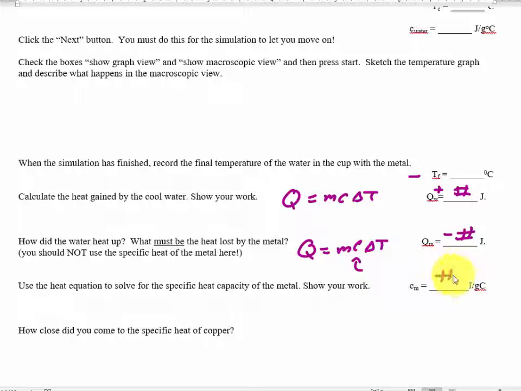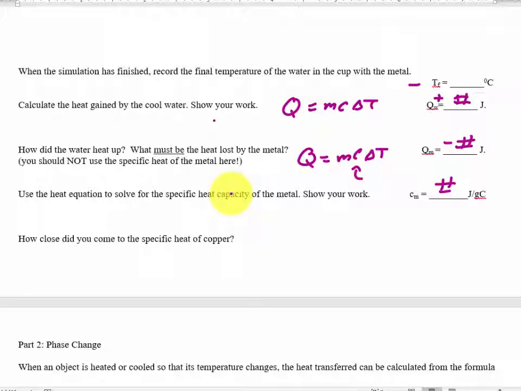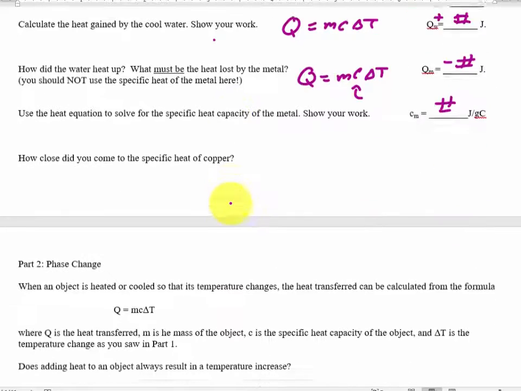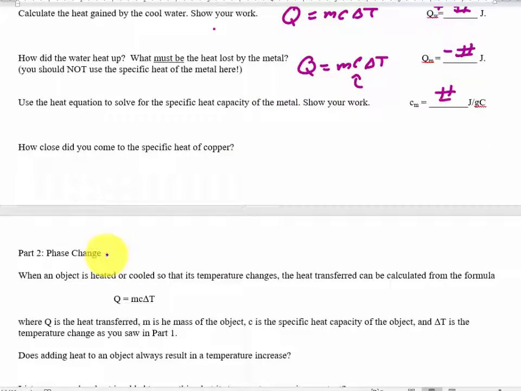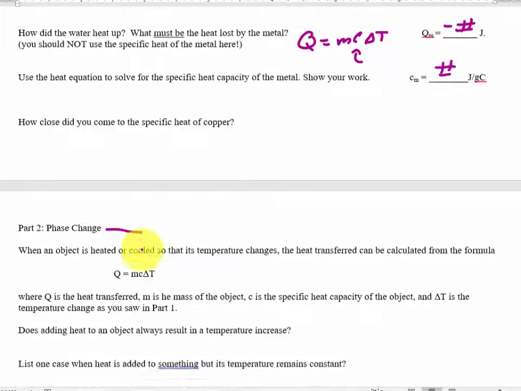That's going to be right here, and of course it's going to be perfect within rounding because, well, simulations are perfect. Note in the real world we lose a little bit of heat to the environment, but it is what it is.